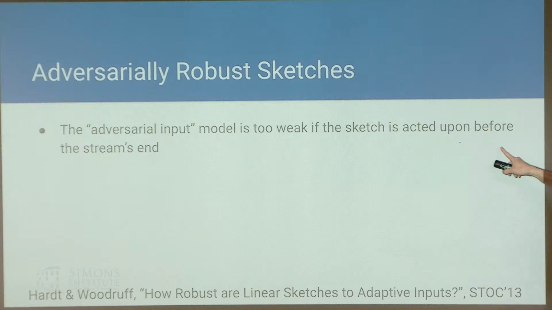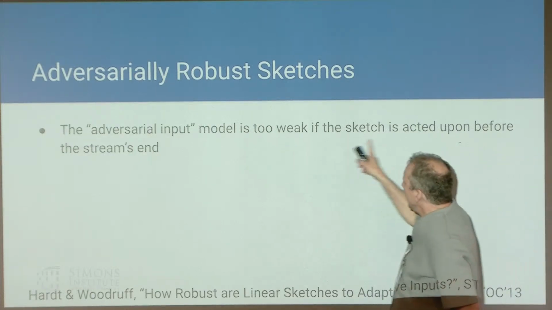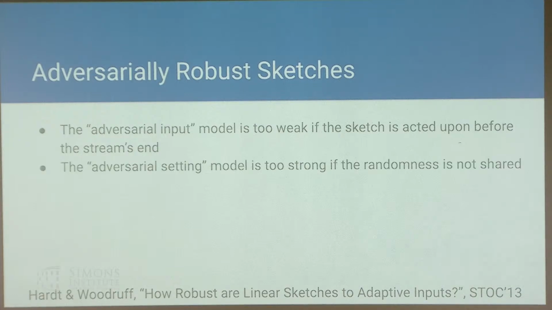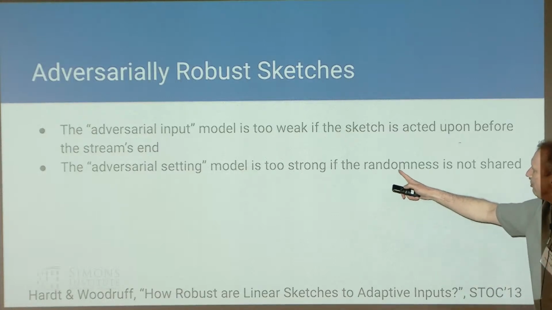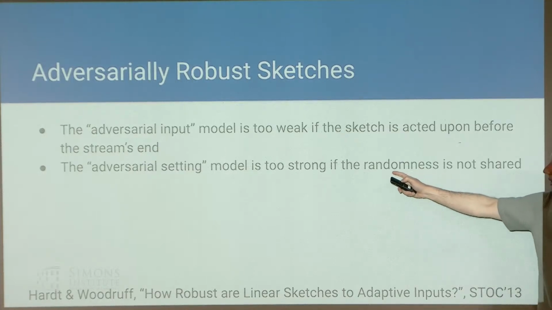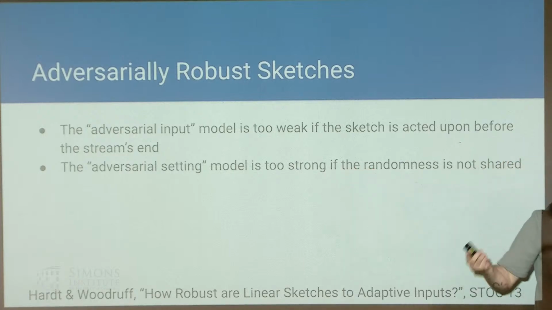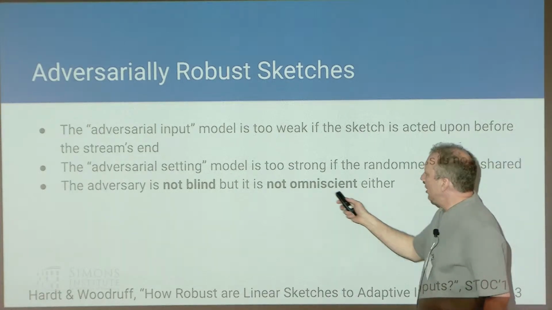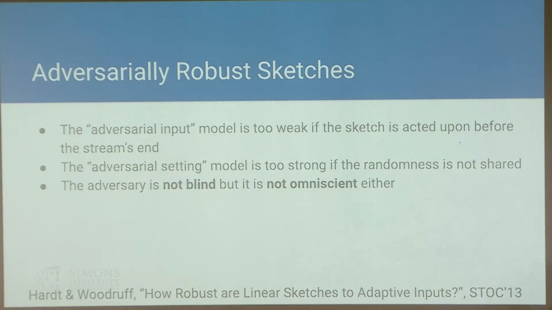Their insight was that the traditional adversarial input model is too strong, because it presumes that there's no private randomness. But there are many instances where this assumption is not justified, where it's a single device that is allowed to maintain its private randomness. So we went overboard with strengthening our model. What they say is that the adversary is not blind, but it's not omniscient either. It can't read your mind, but it can react to what you output.